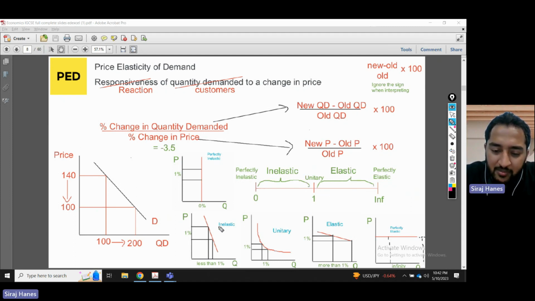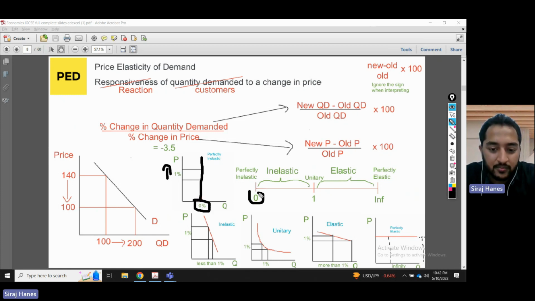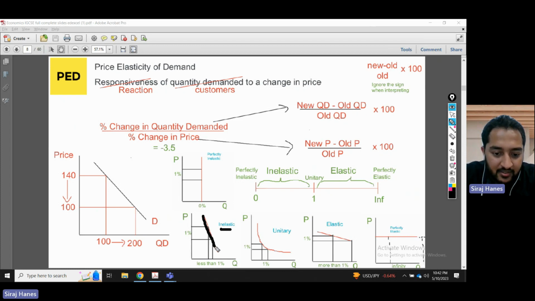Now that we know those figures, let's try to map it out to diagrams here, okay? Perfectly inelastic, you see the line is flat like this. We're raising our price by 1%. The quantity demanded changes by 0%. Can you see? 0. Okay, that's perfectly inelastic. The inelastic curve looks like this, sloped like this. We're changing our price by 1%. If this gap is 1%, guys, this is obviously less than 1%, yeah? Can you see that the quantity change here is less than 1%?